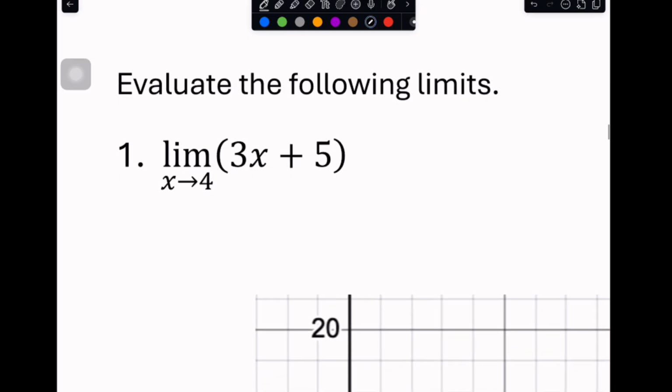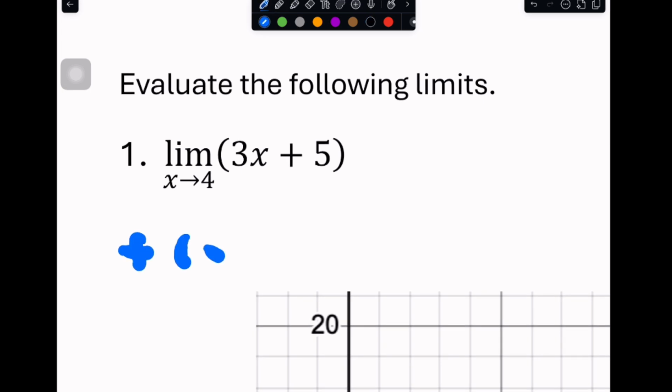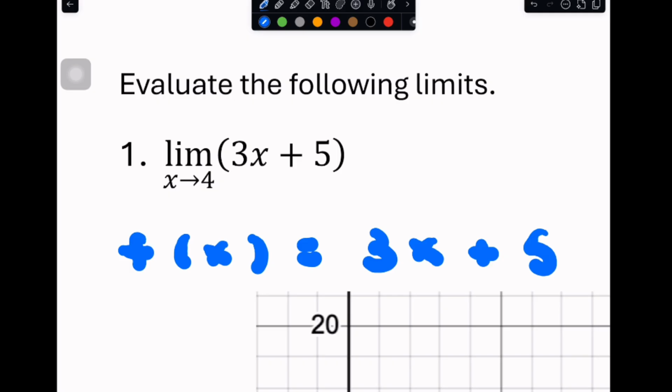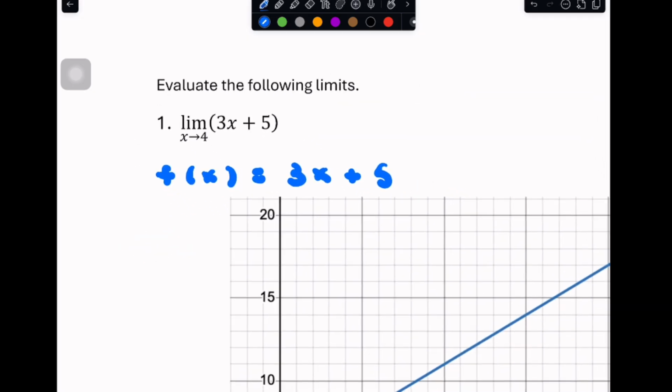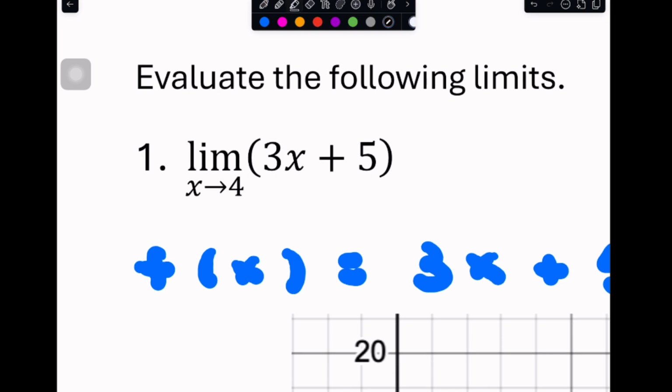But the degree of this polynomial is 1. Is that true? So the function is this. Here's your function. F of x is 3x plus 5. That's the value of the function. What do you know about this polynomial? It is what? Continuous everywhere, in particular at the value x equals 4 here. Okay? That's the fixed point.